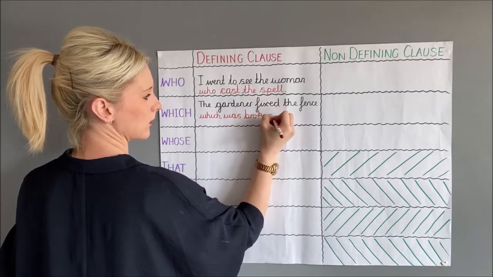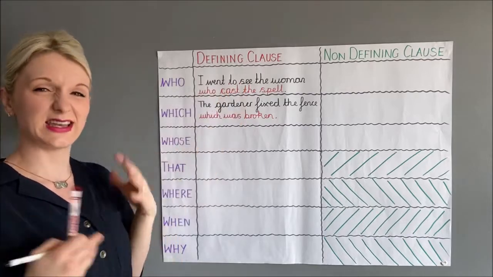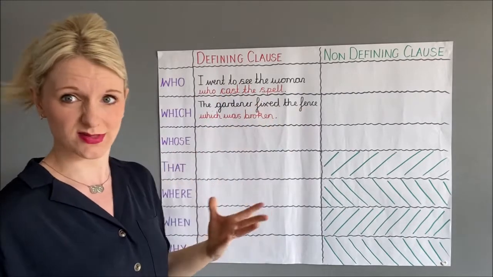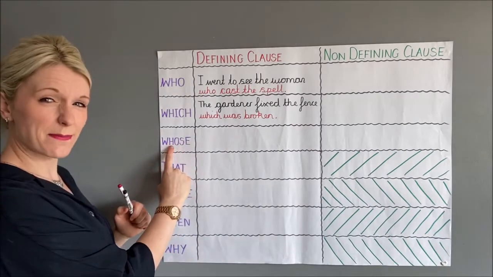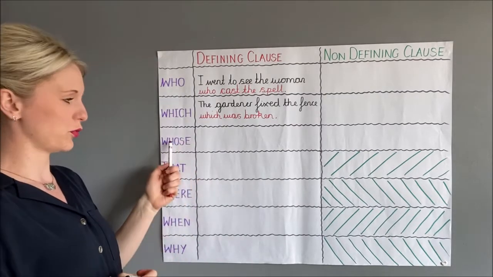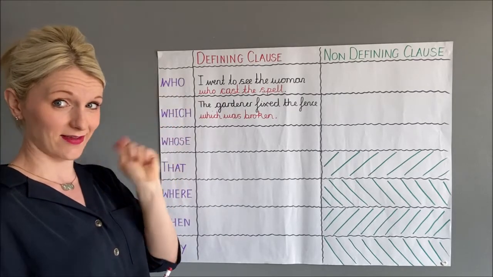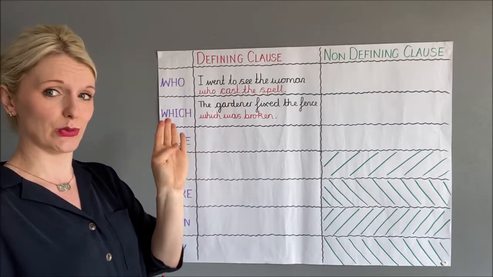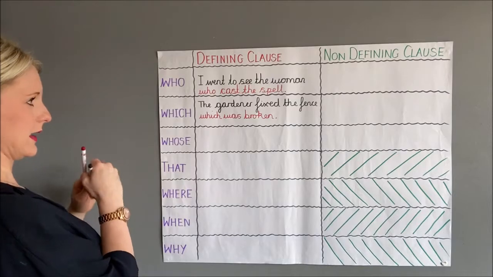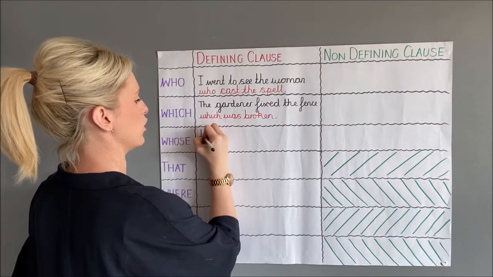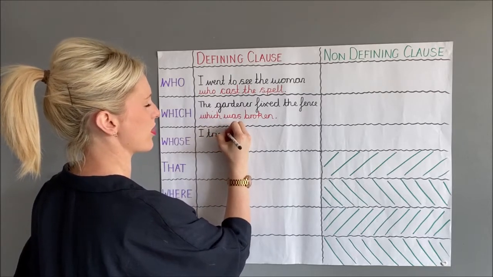Okay. And that doesn't need a comma because it's a defining relative clause. We need it to explain what fence it was that he was fixing and why he needed to fix it. Okay, for whose. Now this is one where people quite often get confused because they get confused with the word whose, which is about possession, and the word who's with an apostrophe s, which means who is. Okay, but we're looking at this word whose, and I'm going to start off with my main clause, my main sentence, which is going to be, I tried to help the family.